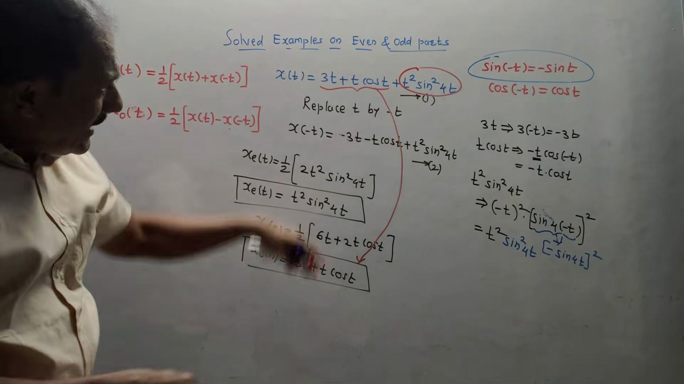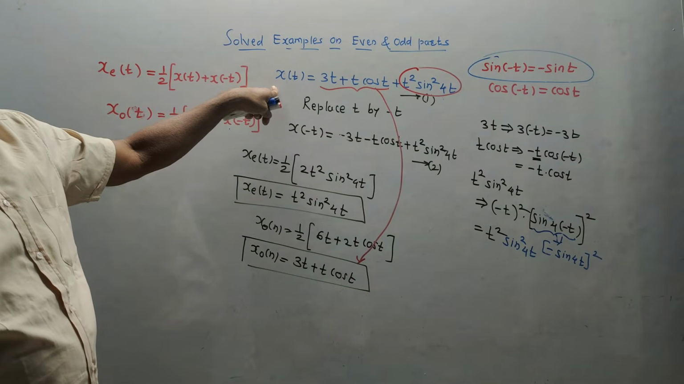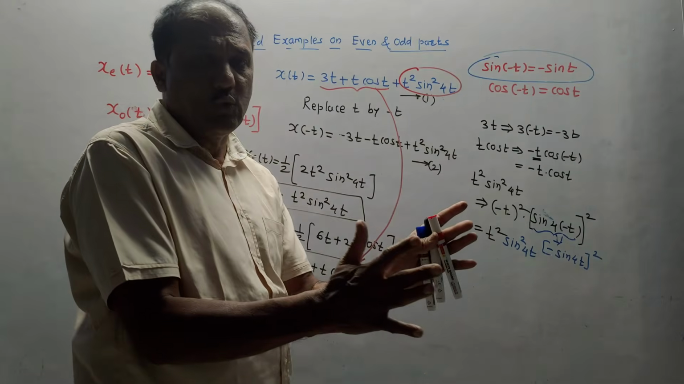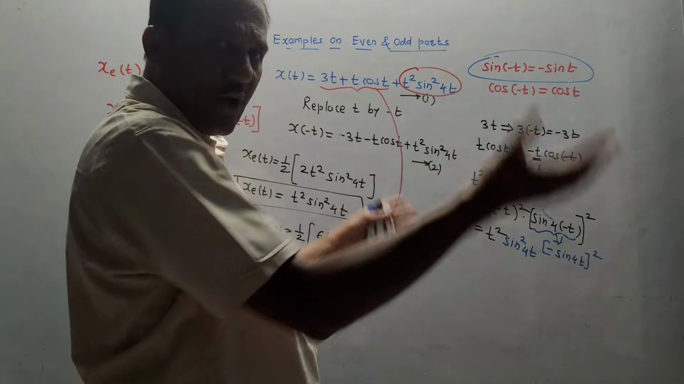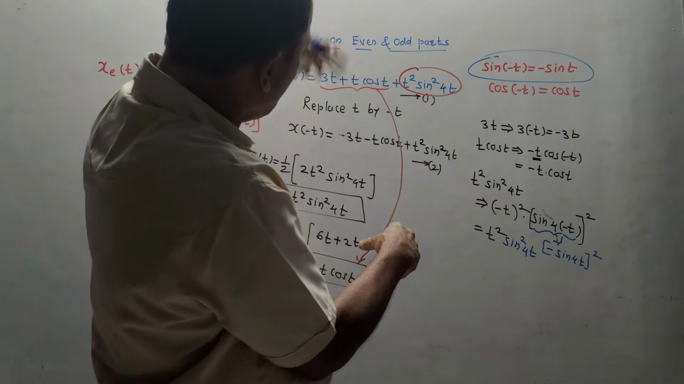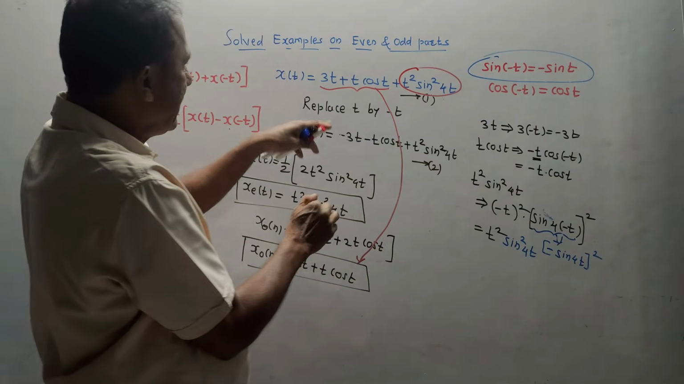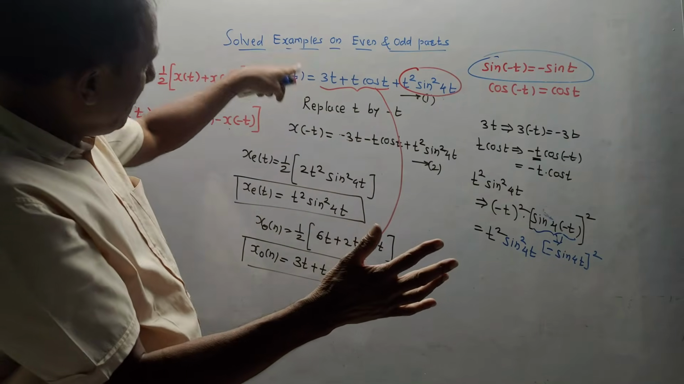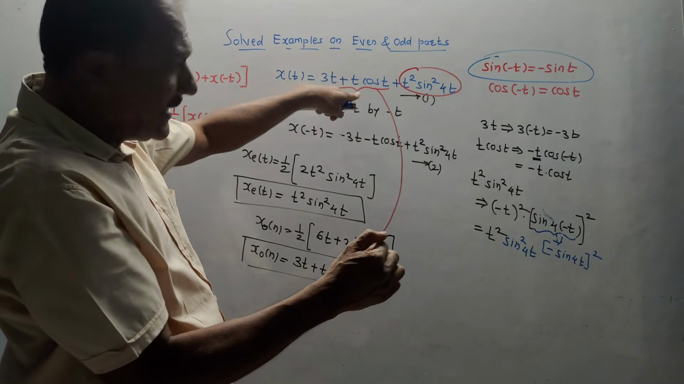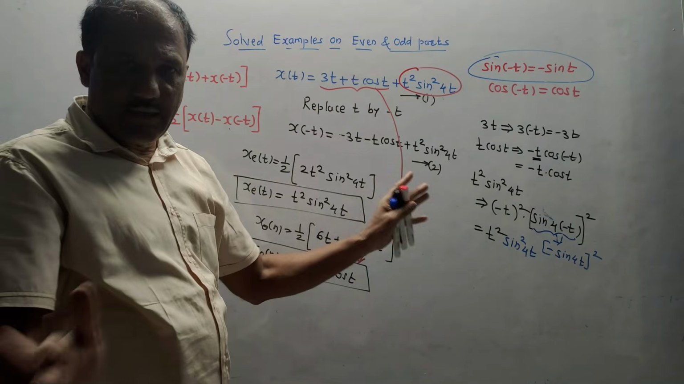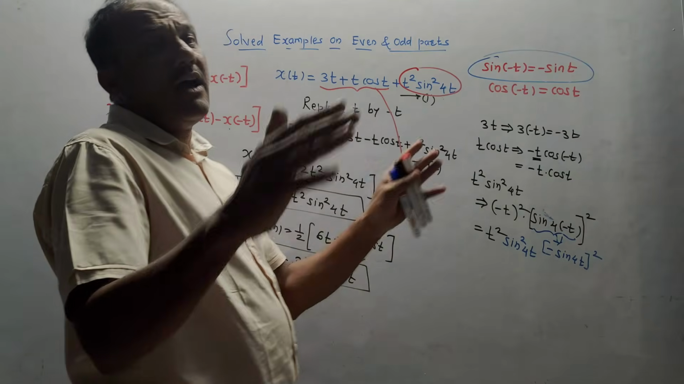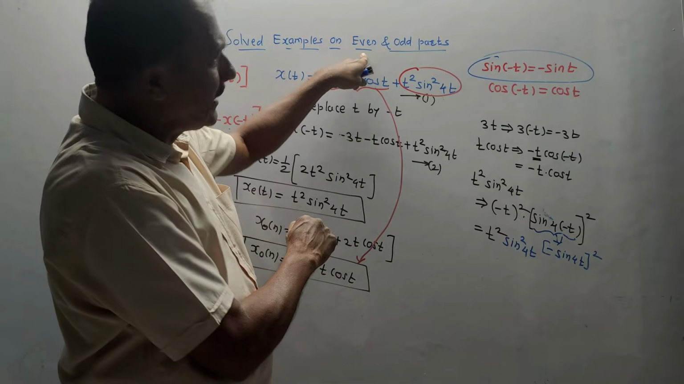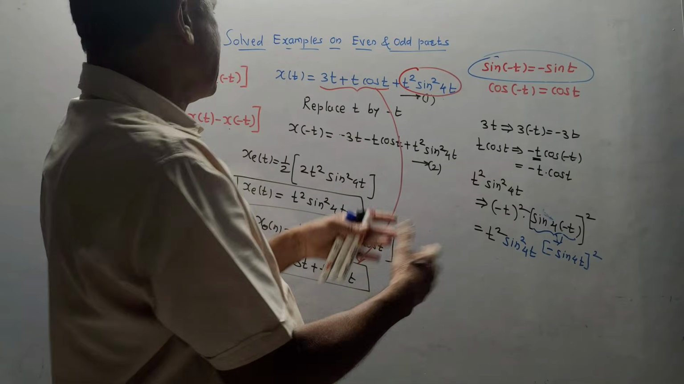Likewise, you can solve any type of numerical related to calculation of even and odd part. Actually, some different numericals are there, related to or based on operations on signals. So after completion of operations on signals, we will solve more problems related to calculation of even and odd parts for continuous as well as for discrete signals. Presently, I have solved numericals related to continuous signals. The same logic is applicable for discrete signals, but as I said, after studying operations on signals, we'll complete this part of calculation of even and odd parts for discrete signals.